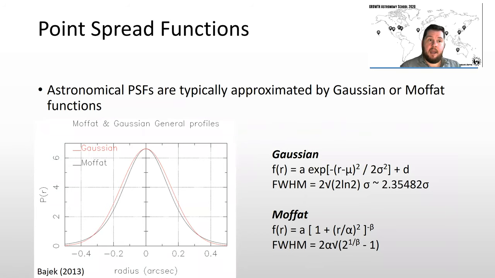Now, when we approximate astronomical PSFs, we typically use Gaussian functions or Moffat functions. You'll be familiar with Gaussians, I'm sure. Moffat functions might be less familiar, but they look quite similar. Here's a plot showing the two. You can see they're more or less comparable. These generally are good approximations to astronomical PSFs, and you can see the functional form of them over on this side of the plot.